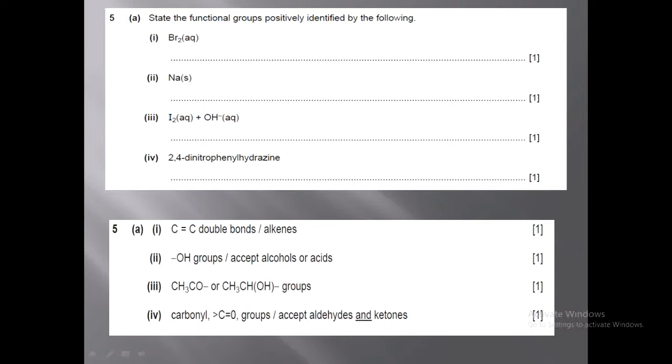This is a video related to question number 5 of mock 2 paper 4. In this video, we will be discussing question number 5. The question 5 A part was: state the functional group positively identified by the following.